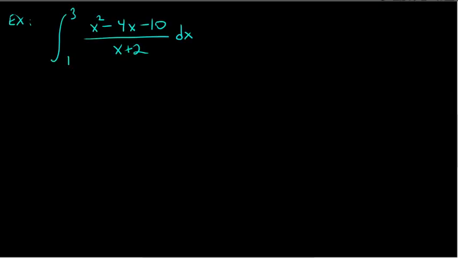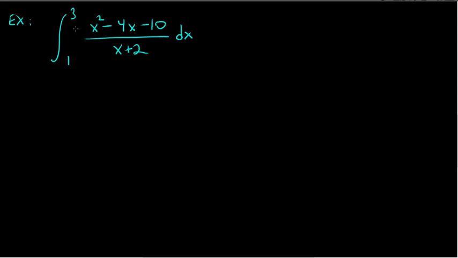Well, okay, maybe we should do one more. So this will be a definite integral to mix it up a little bit. And we're going to integrate x squared minus 4x minus 10 all over x plus 2. So again, quotient, but there's no quotient rule, so don't even try it. Just doesn't work.